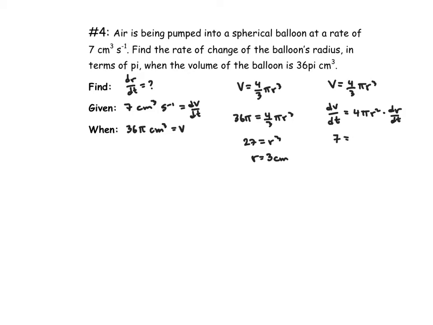dV dt is 7. r we know is 3. dr dt is what we are seeking. So it looks like, 3 squared, sorry, so it looks like I will get 7 over 36 pi is equal to dr dt. All right, that's not necessarily a pleasant answer, but dr dt, of course, will be centimeters per second. I would leave it just like that unless told to do otherwise.